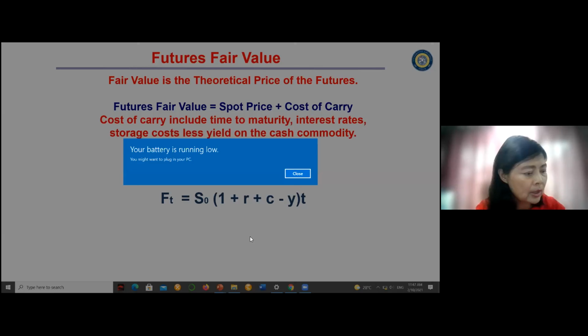Oh my goodness, I thought I put off my battery. Just like, okay. Why is there no C?